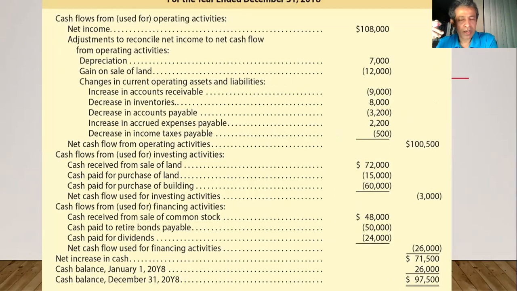So that's what is featuring here in the financing section of the cash flow statement. So cash paid for dividends is 24. So net cash flow used in financing activities is 26, used in investing activities was 3, and received from operating activities was $100,500. All right. So if you combine the three, remember, positive $100,500, that's operating inflow. Then investing outflow was 3, financing outflow was 26. So the net increase in cash was $71,500, and that's exactly what the difference was between the two cash balances.